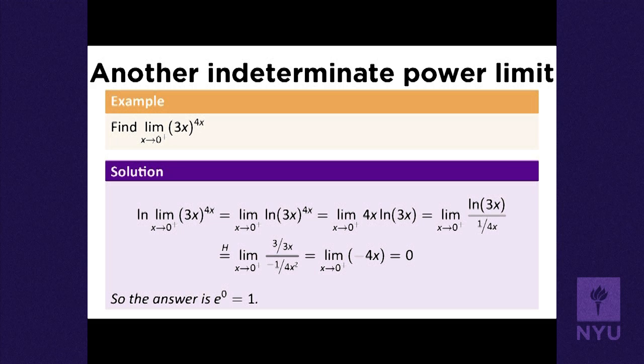Let's see. Remember that we need to take the log first. So the log of the limit is the limit of the log, we hope, as long as that limit exists. And the log of 3x to the 4x is 4x times the log of 3x. And this is an indeterminate product, because this goes to 0, this goes to minus infinity. So we convert that indeterminate product into an indeterminate quotient, making it log 3x over 1 over 4x. We could also make it 4x divided by 1 over log of 3x, but I would rather differentiate the log of 3x than 1 over the log of 3x.